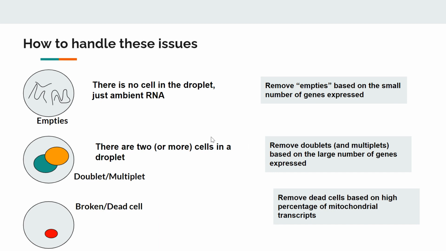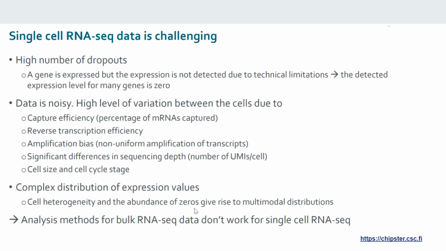With that logic, another contribution we can look at is how many reads are aligned to the ribosomal content as well. If higher ribosomal RNA is there, then also you can discard them. So these are the criteria by which we remove empties, doublets or multiplets, and even broken and dead cells. But apart from that, there are some other issues also.